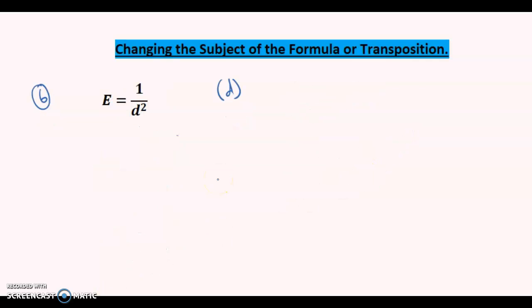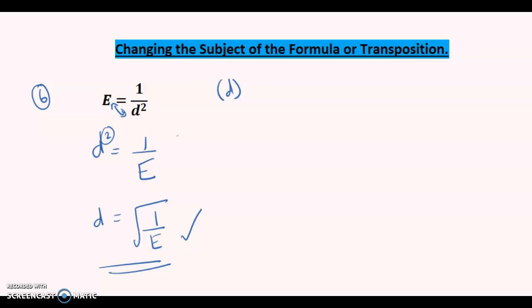Example number 6. I need to make D the subject of the formula. Right now, D is a denominator, however, there's a square on it. So once there's a square, the opposite of squaring is square root. So easy thing to do, swap these two. D squared is equal to 1 on E. Sorry, am I writing K? Sorry for that. D squared is equal to 1 on E, and then sending over the square would be square root. So the square root of this side would be all of this. 1 on E. That's it.